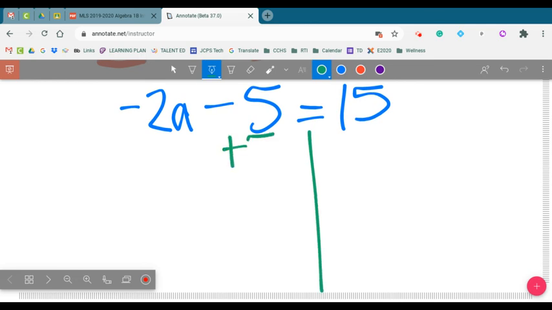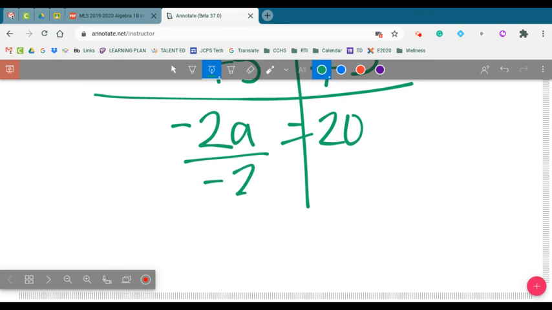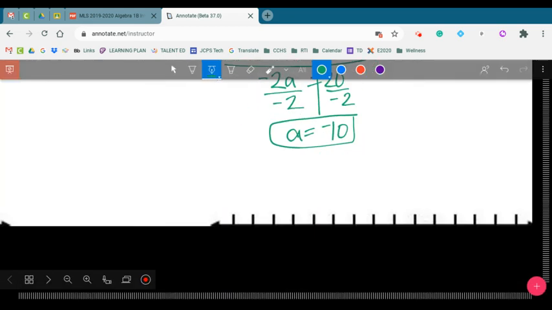So we're going to add 5 to both sides. You get -2a equals 20. Then I'm going to divide both sides by -2. Ooh, that does not look like a 2. So you're going to get a equals 20 divided by -2 is going to give you a -10. So do not forget that negative sign.